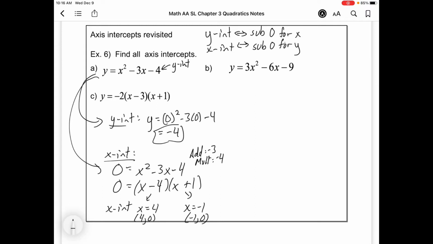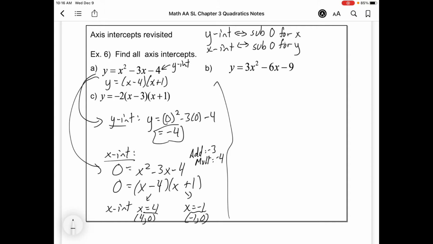So you could have also used the quadratic formula. You also could have alternately just written this in factored form instead of going through all that work and been able to just pick off that the x-intercepts are at 4 and -1. You can write them either as a point or just as x equals. Doesn't matter.